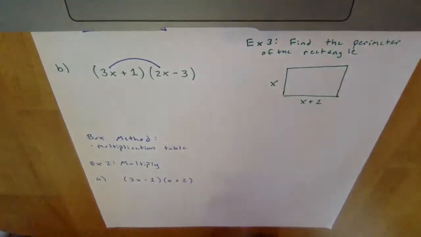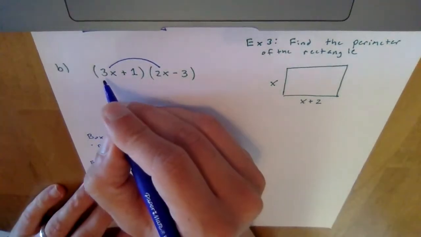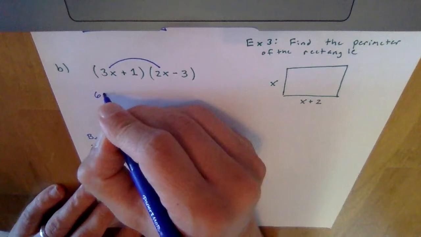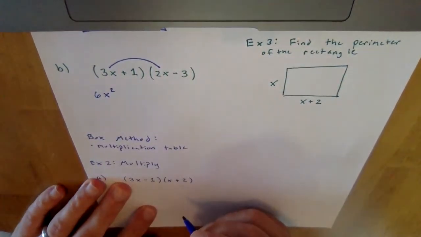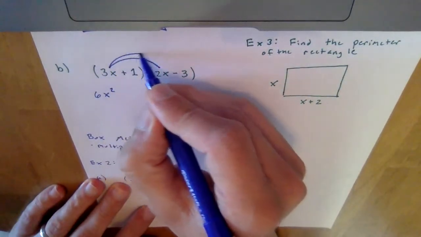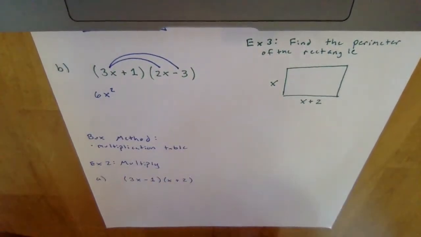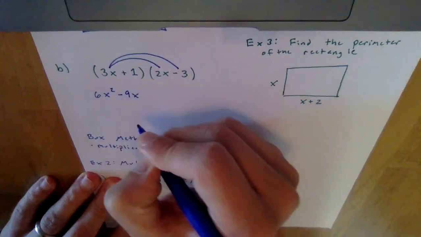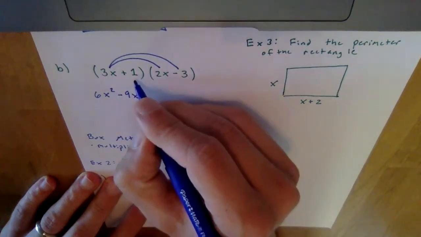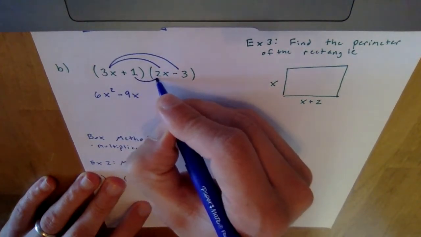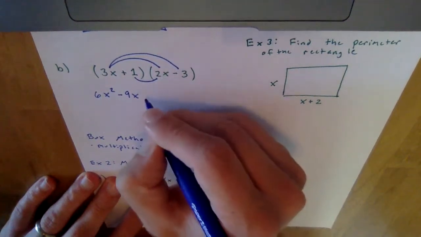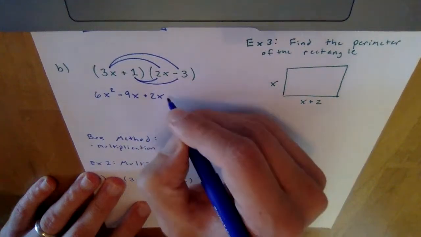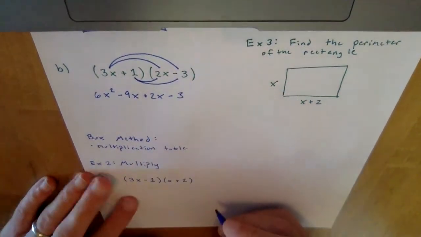So we're going to do 3x times 2x. Well, 3 times 2 is 6, and x times x is x squared. And now I'm going to do 3x times negative 3, which is negative 9x. And now I'm going to distribute the 1 into both of these. So 1 times 2x is still just 2x, and 1 times negative 3 is negative 3.